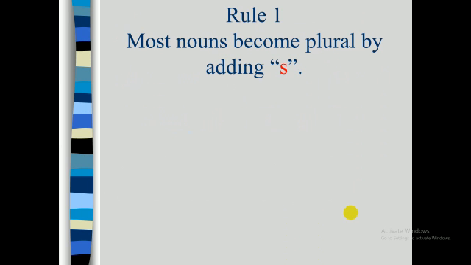Now, real quick, let's look at the rules. Rule number 1: most nouns become plural by adding s. What do you mean by this? For example, boy, boys. We just add an s. Book, books.